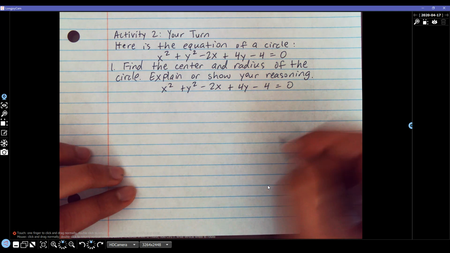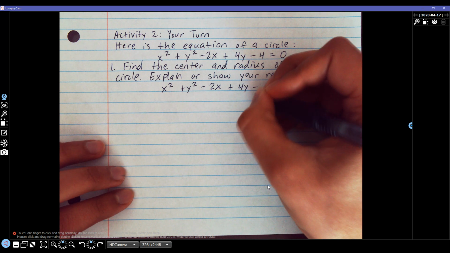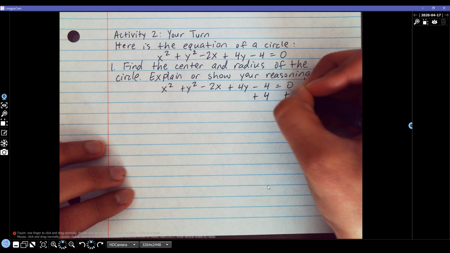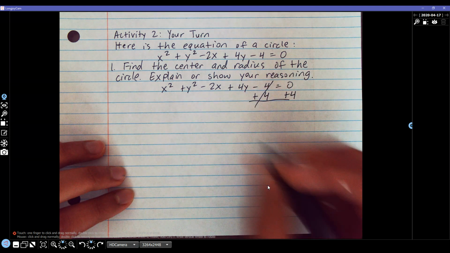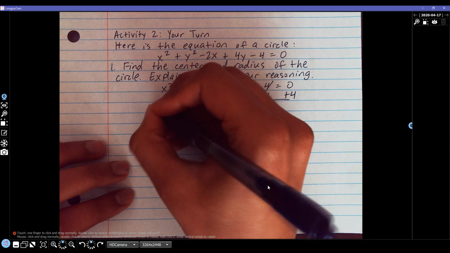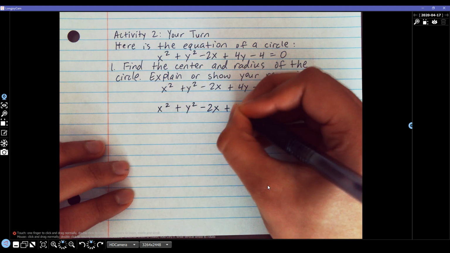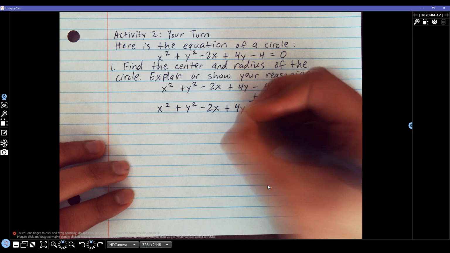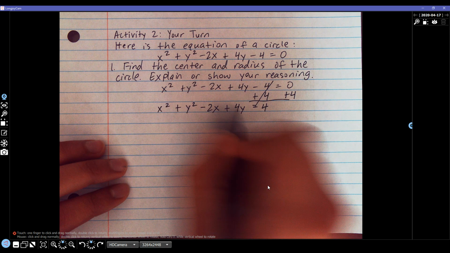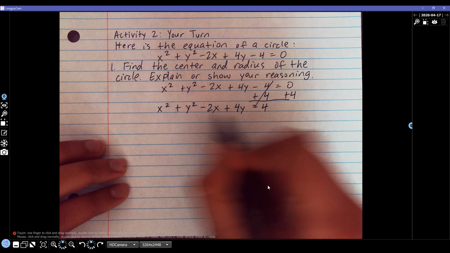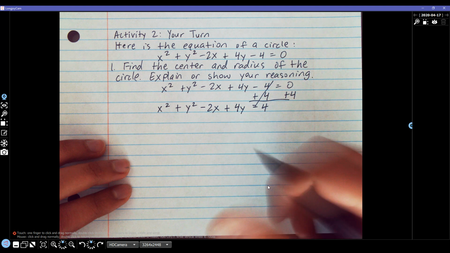So let's start with our first step from the previous activity, where we added 4 to both sides. Negative 4 plus 4 is 0, that cancels out. And on this side, we get x squared plus y squared minus 2x plus 4y equals 4. This helps us get all of our variables on one side and our constant on the other side of the equation as we work towards the completing the square process.